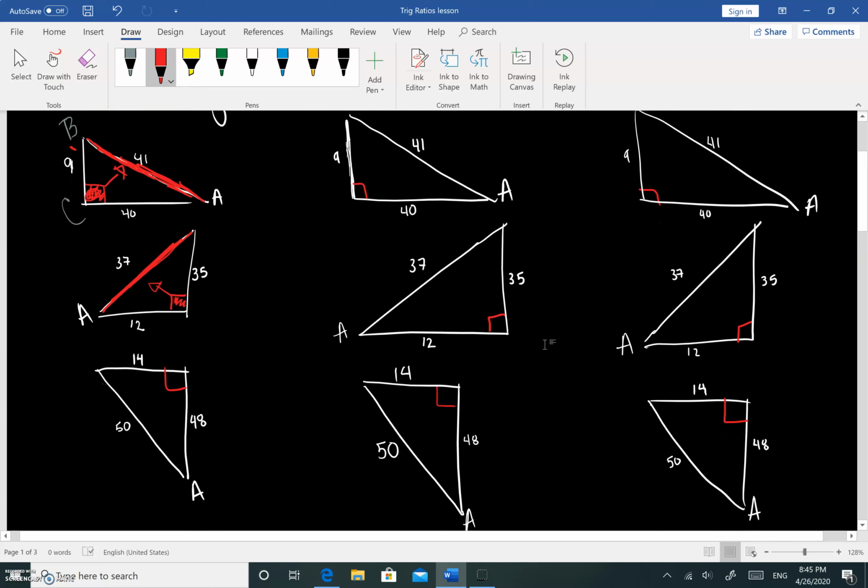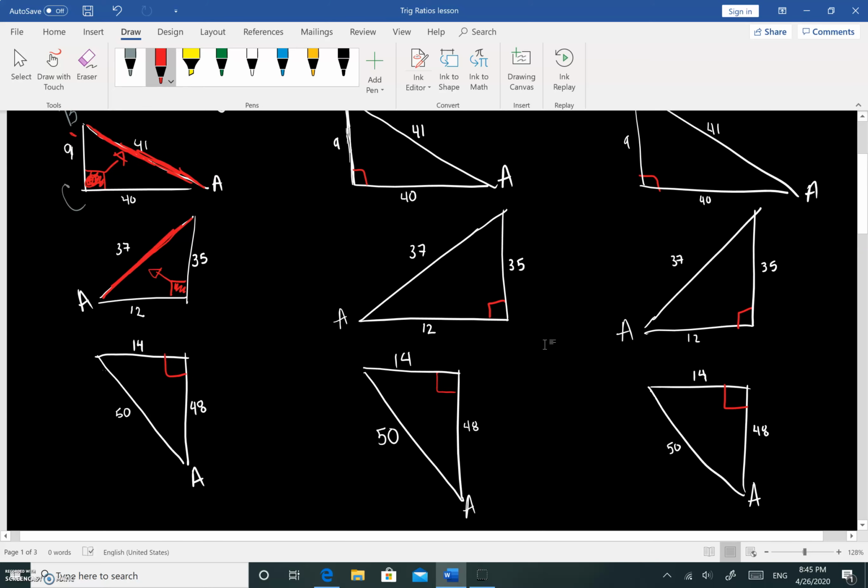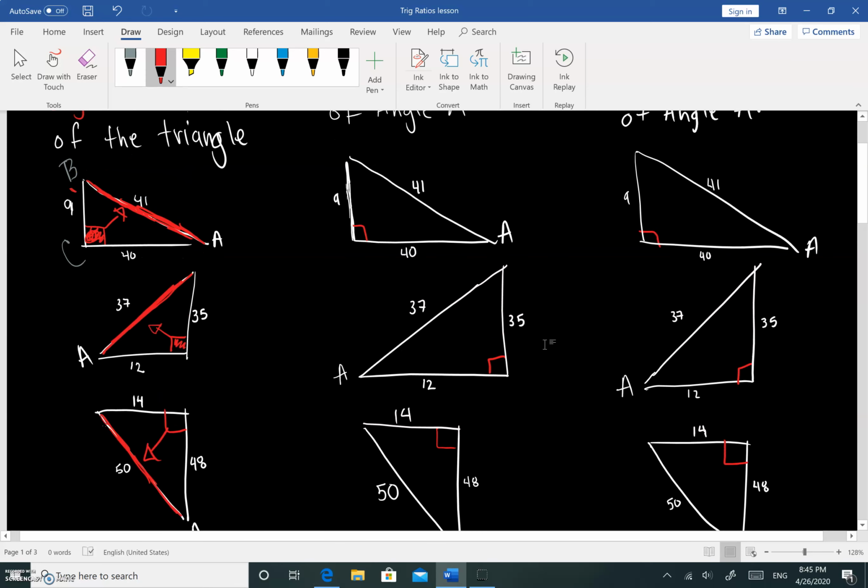Let's go over the last one. Which one is my hypotenuse? Is it going to be 14, 48, or 50? If you answered 50, you are correct. 50 is going to be my hypotenuse because that's the largest side, and also because it's the one that's opposite to the 90-degree angle. Now, this is actually the easiest one out of the three.